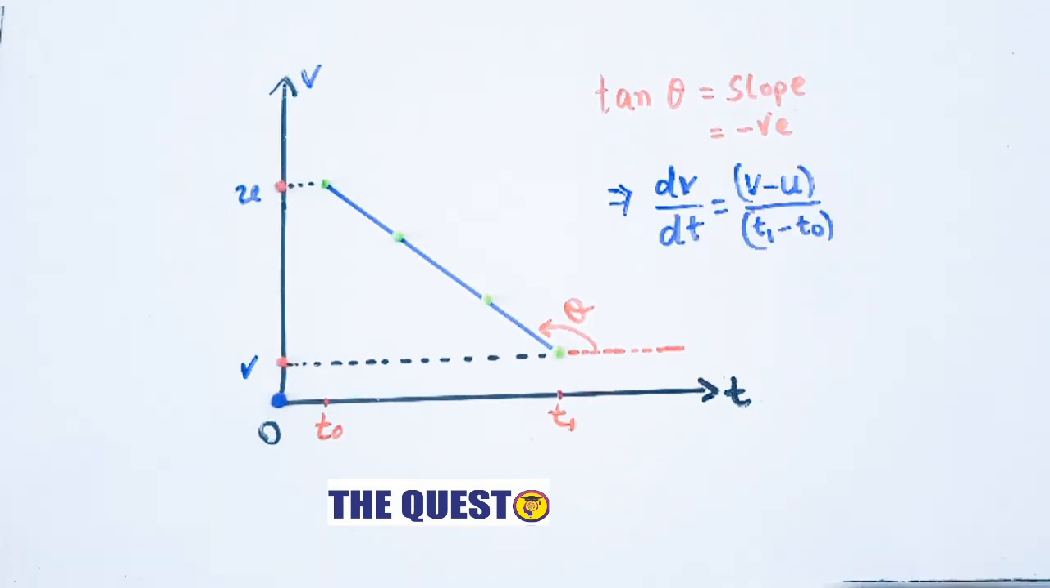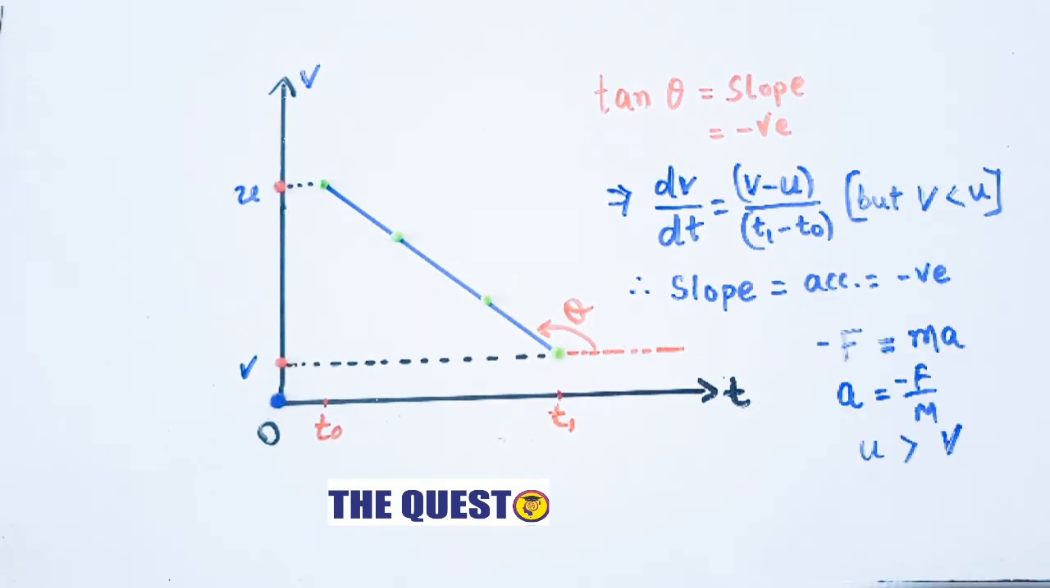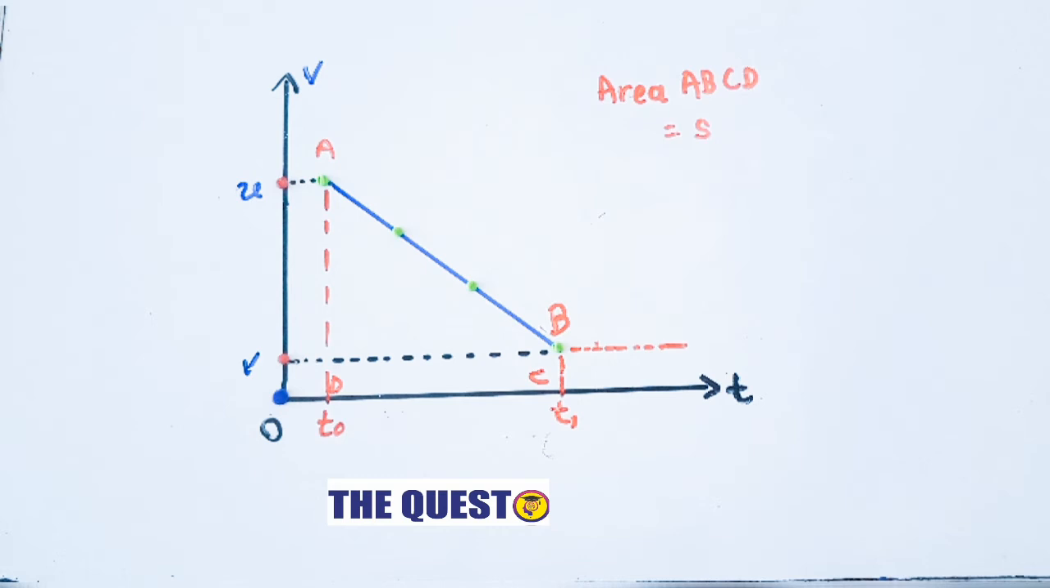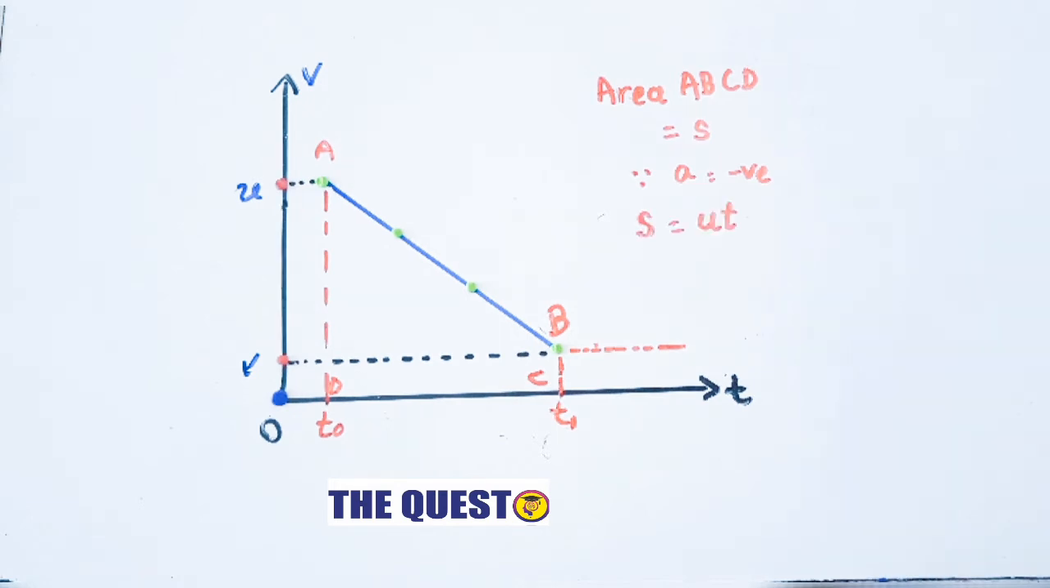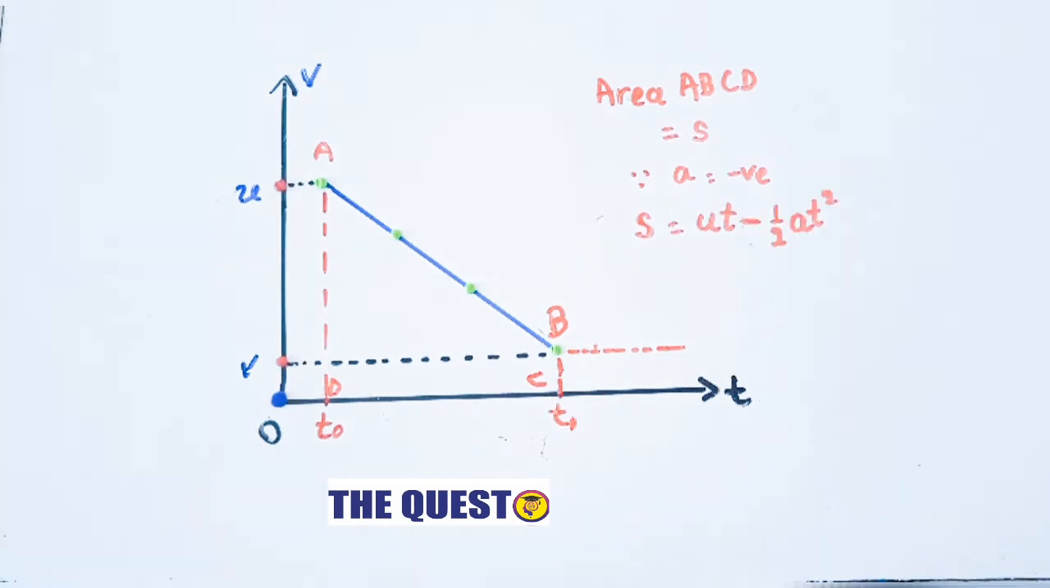For example, when a frictional force is acting on a body to restrict its motion, then the final velocity is less than the initial velocity of the body. Then the slope of the velocity time graph will become negative. Here the area ABCD under this velocity time graph also yields the displacement covered by the body. However, when we solve for the area, it will yield displacement equal to ut minus half At square, as here the acceleration is negative.